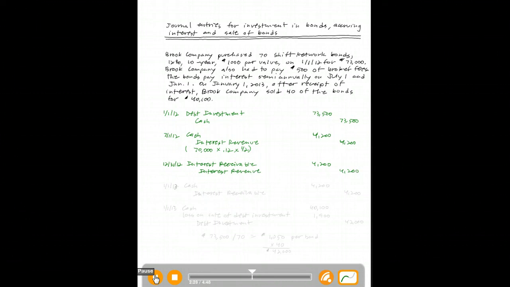$4,200. So we wake up the next day and we do the journal entry to show that we've actually received it. Debit cash for $4,200 and credit this receivable that we had originally debited. It's no longer receivable because we just received it. And by accruing this interest, we get the interest revenue in the proper period. That's why we do it. And actually, this should be 2013.